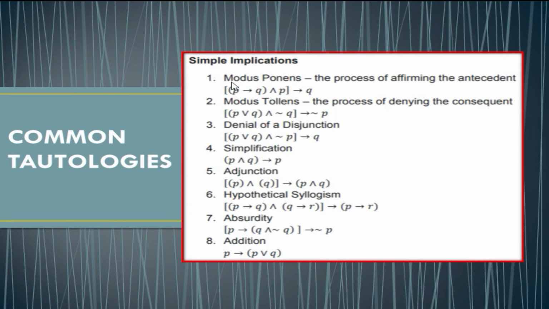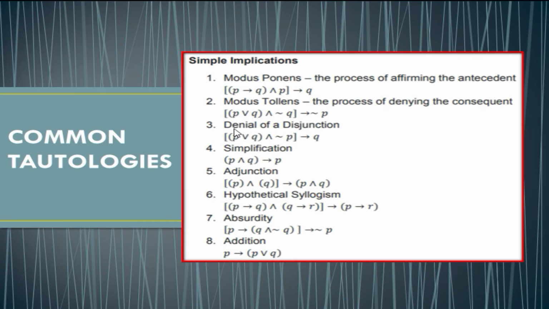We have first the modus ponens, the process of affirming the antecedent. We have P implies Q and P implies Q. The second one is modus tollens, the process of denying the consequent. So we have P or Q and not Q implies not P.